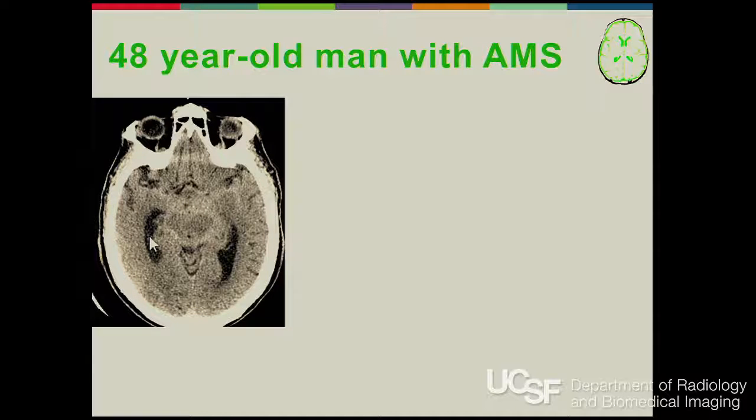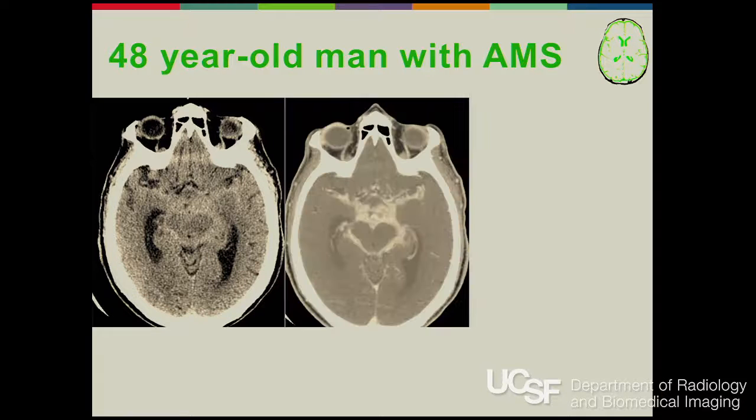Now, this actually presented as a stroke case and was initially interpreted as what we see 99% of the time when we have high density in the basal cisterns: a subarachnoid hemorrhage. However, the patient got contrast as part of the stroke workup, and we can see that that high density is even higher density after contrast. This is true enhancement. Subarachnoid blood will not enhance.